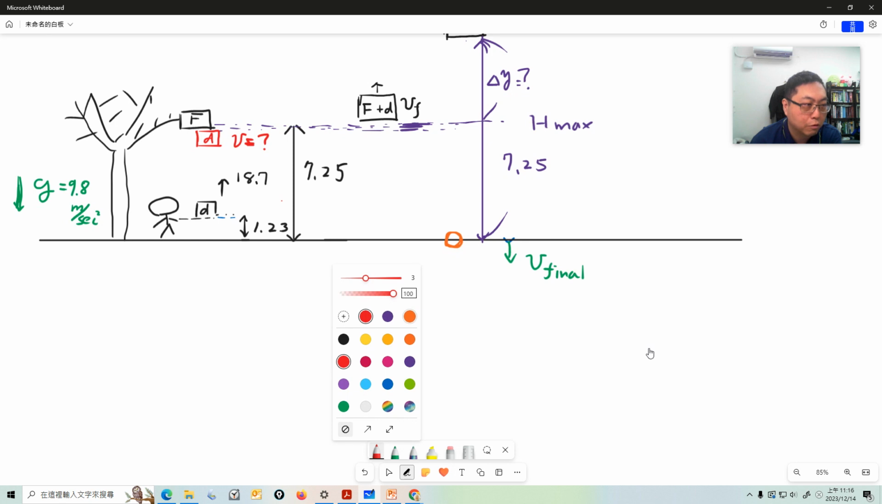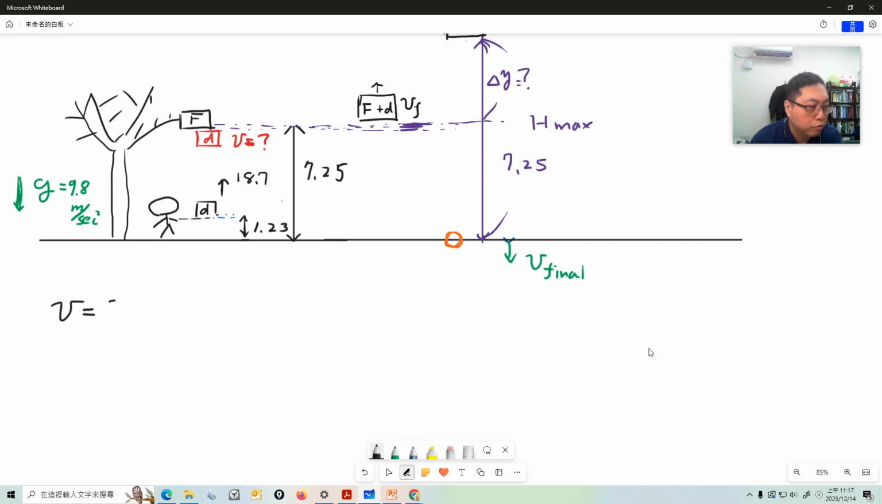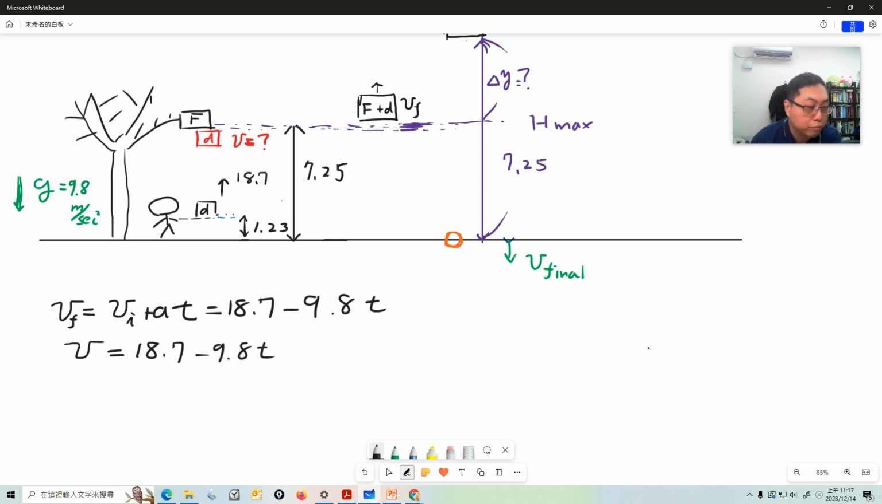We start with the velocity just right before the inelastic collision. Let's start with Vf equal to Vi plus at. Vi is 18.7, and acceleration is 9.8 pointing down, so be careful, there's a minus sign here. We want to calculate the velocity here, so Vf just equals V. So V equals 18.7 minus 9.8t, and t we don't know, so we have to figure out what t is. So we have another equation.